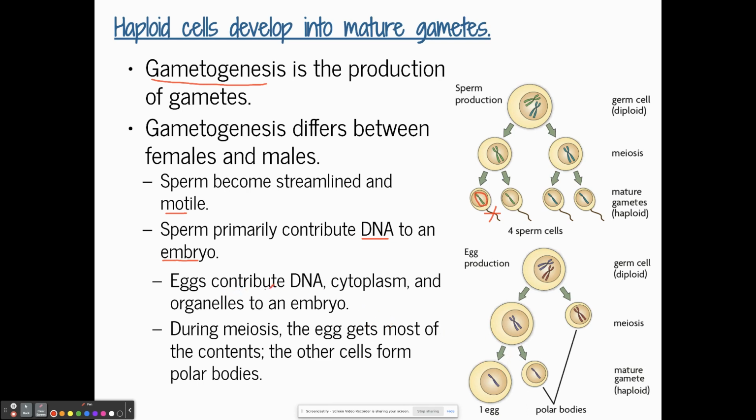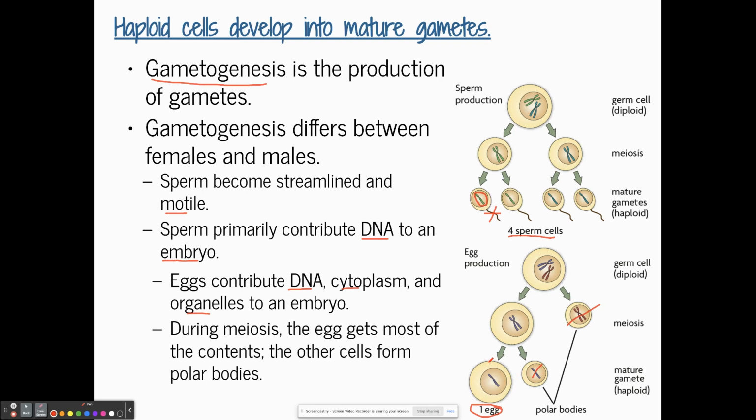For females, eggs contribute DNA, cytoplasm, and the organelles. So all your organelles come from your mother. During meiosis, the egg gets most of the contents and the other cells form polar bodies. Now notice the difference between sperm production and egg production. For every one germ cell, a male will produce 4 sperm cells. Now notice for the egg cell, for every one germ cell, a female is only going to release 1 egg. The others become what are known as polar bodies, or immature eggs.